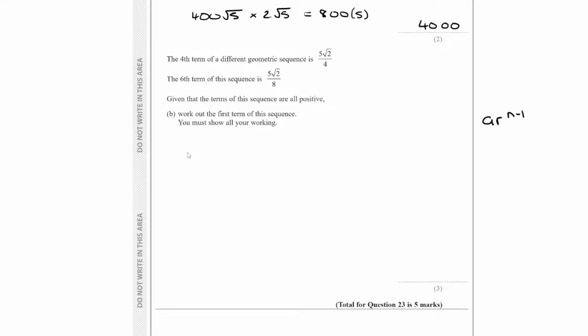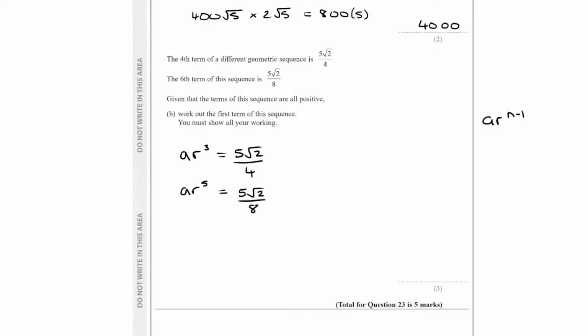So for example, what I mean by that is, for the fourth term, it'd be a r cubed, as in 4 minus 1 is 3. That's my first equation. My second equation is then a r to the 5, 6 minus 1 is 5, and that equals 5 root 2 over 8. Because this is a different sequence, right? So I don't know the common ratio currently.